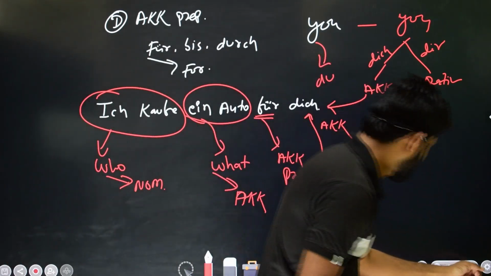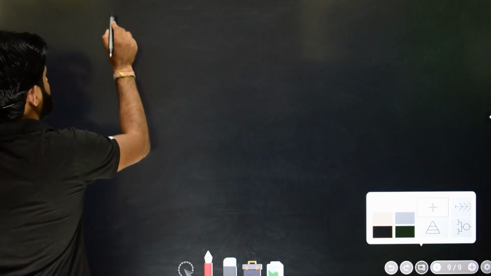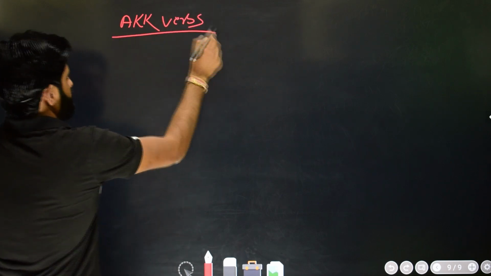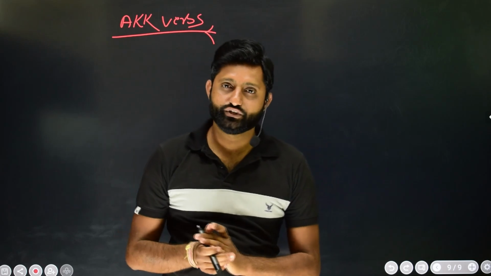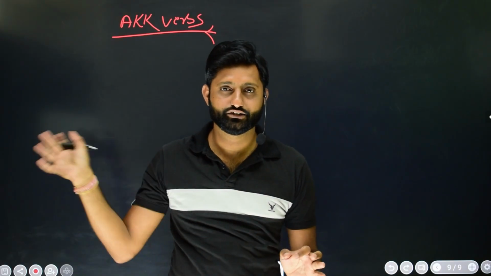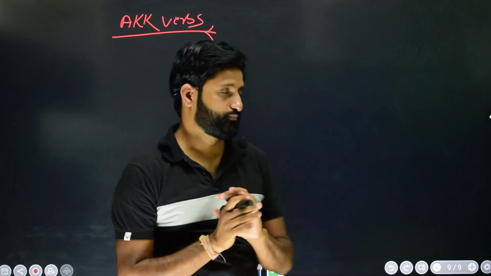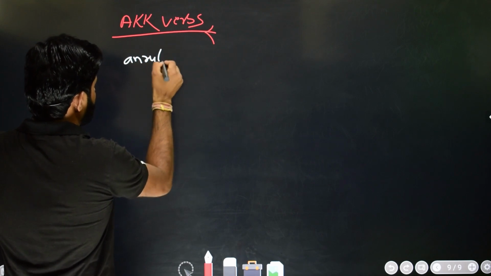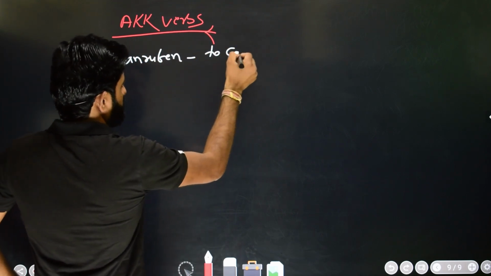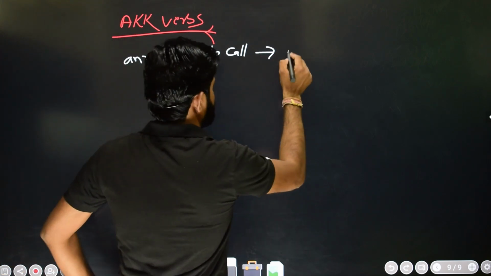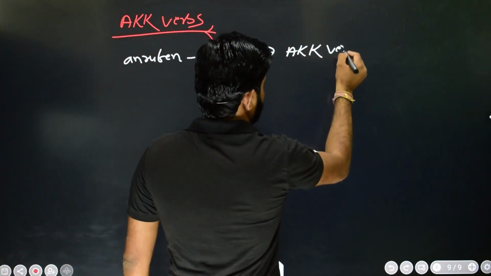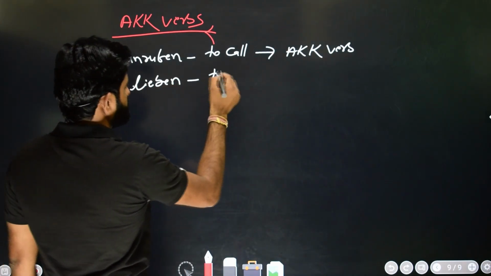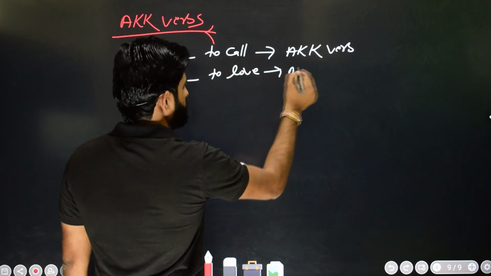Now next we will have one more trick, that is accusative verbs. In German there are certain verbs which are accusative. If we have these verbs, then this question format will not apply to them. Example: anrufen. Anrufen means to call. This is an accusative verb. We can take one more: lieben. Lieben means to love. This is also an accusative verb.